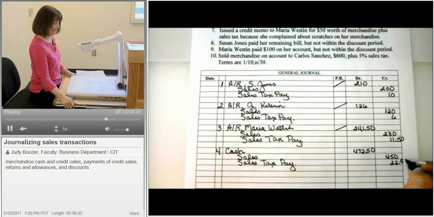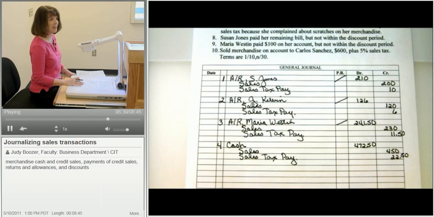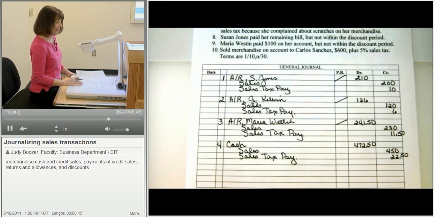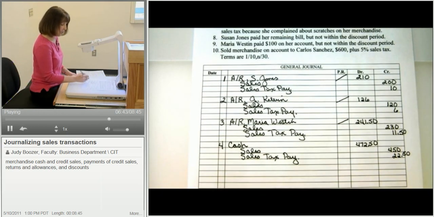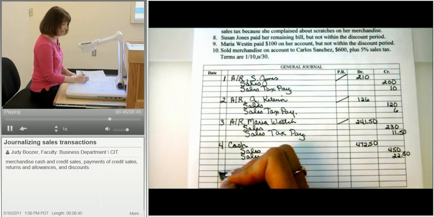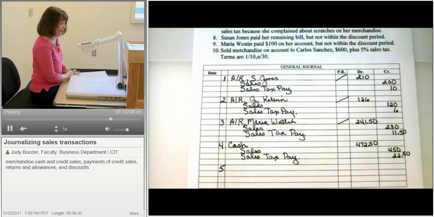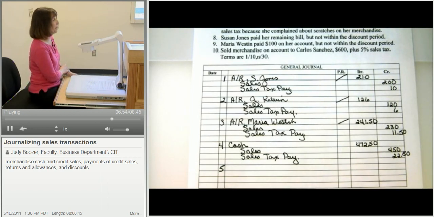That's fine. We're going to do one more on here, and then you're just going to have to turn the page over and just write them without lines. I think you could probably do that. But let's do one more. Then I'll let you work on it yourself. Number 5, Susan Jones returned $80 worth of her purchases for a credit to her account.